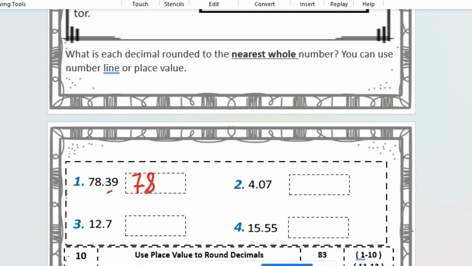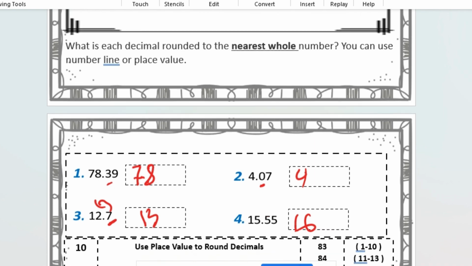Now here, 4.00 is less than 5, so we just put 4. 12.7, the 7 is more than 5, so we add 1. So it becomes 13.00, or basically 13. Okay? And finally, we have 15.55. The 5 will add 1, so it will become 16. Okay.